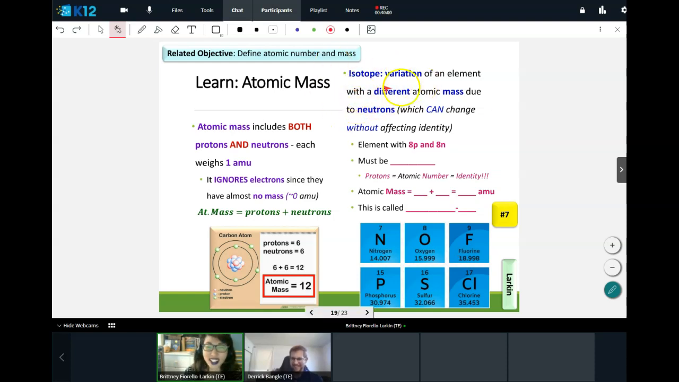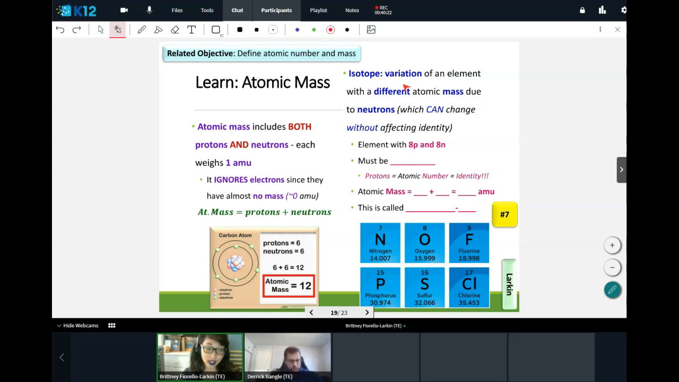All right, let's talk a little bit about that. These are what we call isotopes. Isotopes are variations of the same element that have a different atomic mass due to a different number of neutrons. So we can change neutrons, we can change electrons. That will not change the identity of the atom, but it will change other stuff. Neutrons will change mass. Electrons have charge. Electrons can change charge.